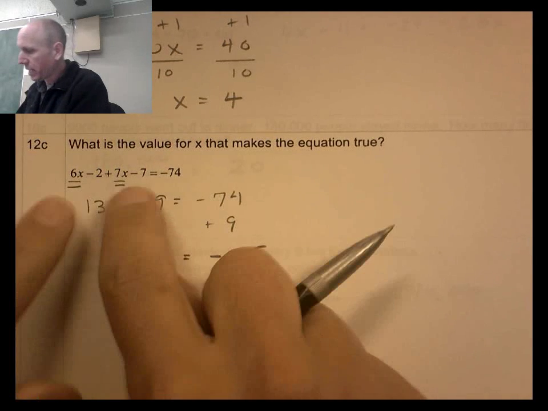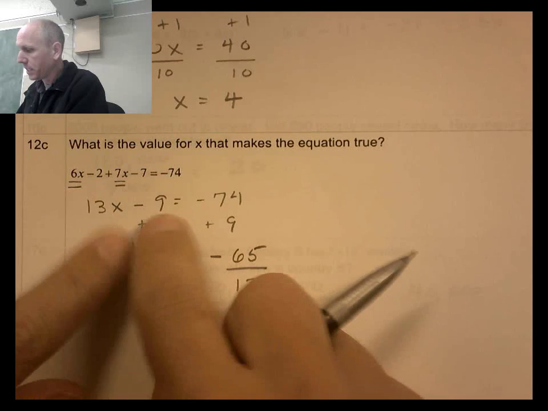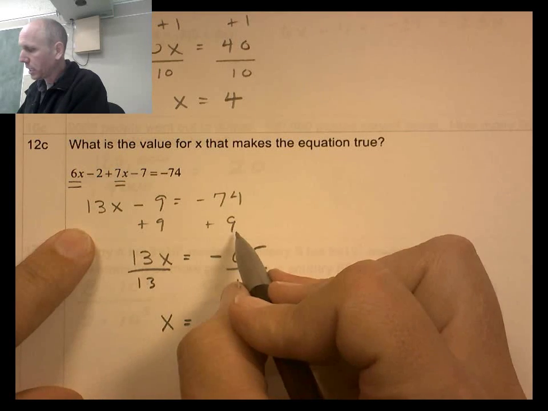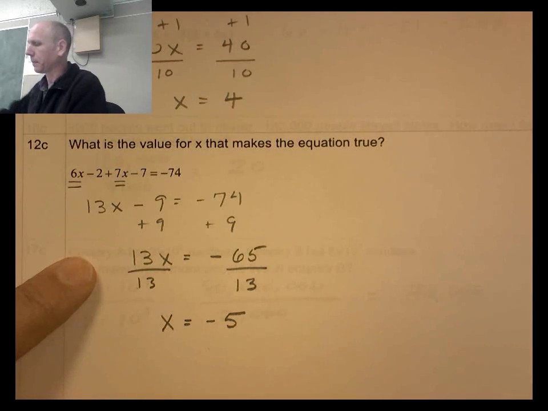Solving this. Combining like terms, 6x plus 7x is 13x. Negative 2 and negative 7 is negative 9. Adding 9 to both sides takes that to negative 65. Dividing both sides by 13 takes me to a negative 5.